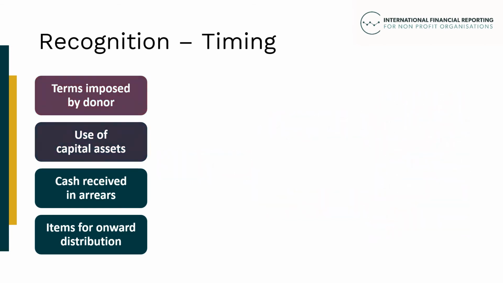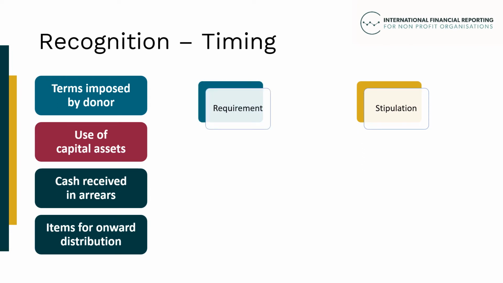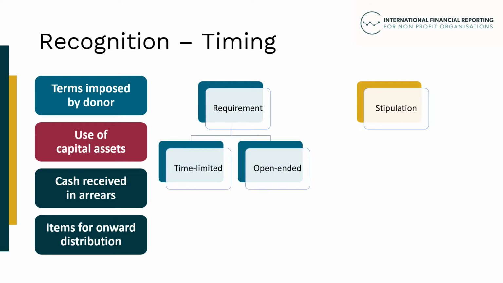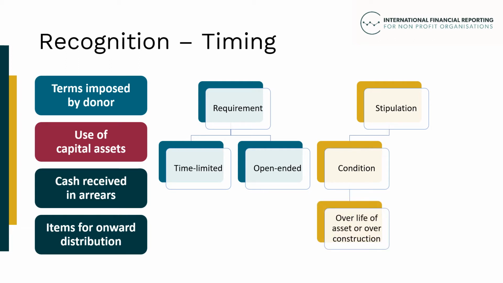Stipulations on the use of capital assets can raise specific financial reporting challenges. There may be a requirement to use a capital asset for a particular use. This can be time-limited or can be open-ended, and this might affect the recognition of revenue. When a condition is attached to the use of the capital assets, the question is whether the condition relates to the life of the asset, or the period for which the specified use is required, or the construction period.